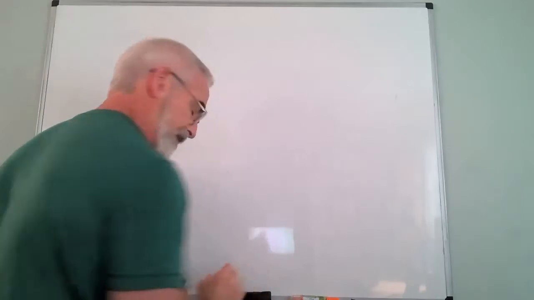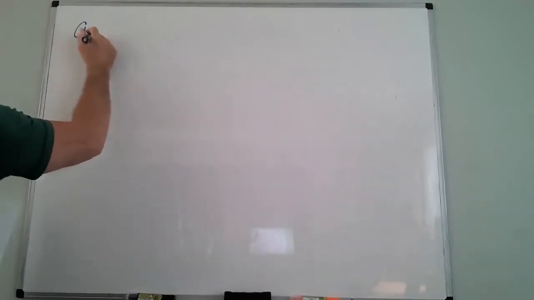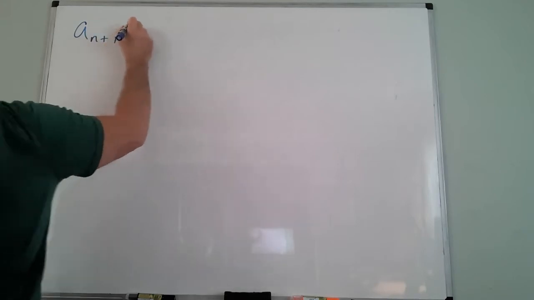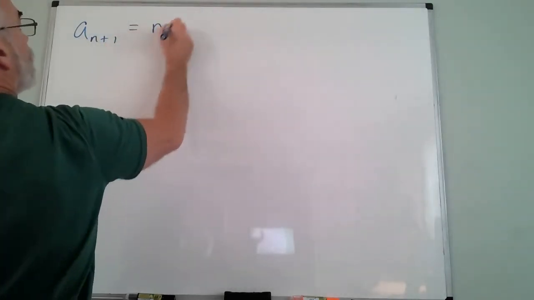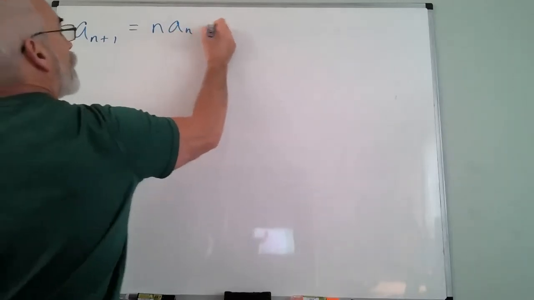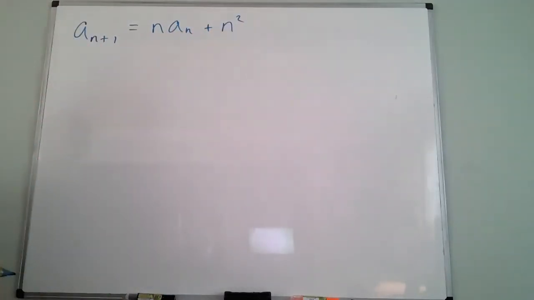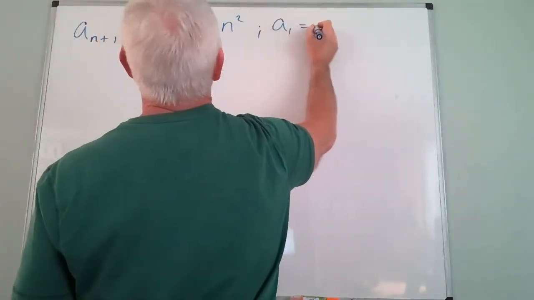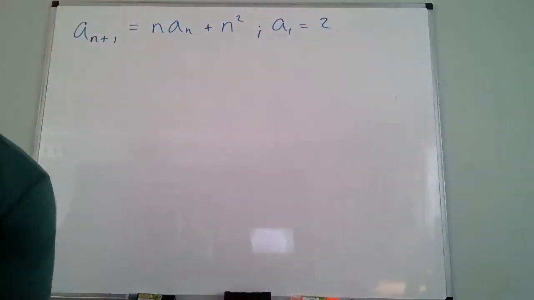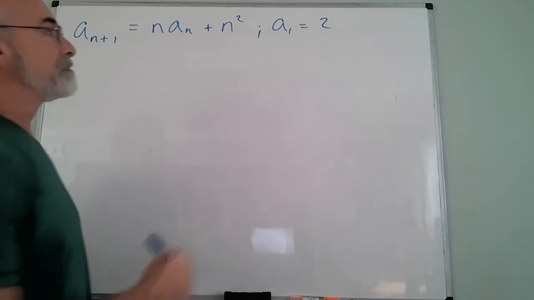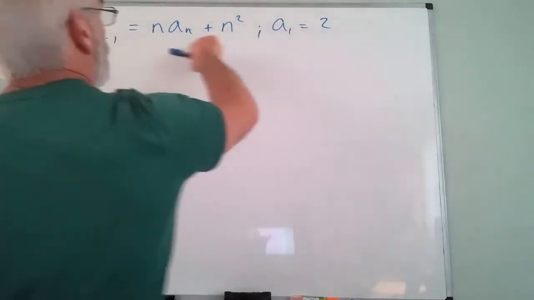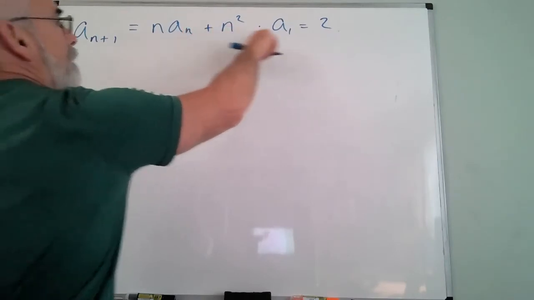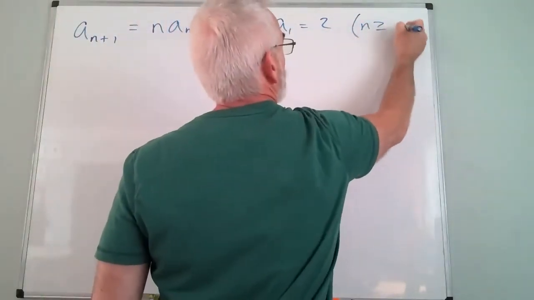All right, let's suppose that I have a_(n+1) equals n times a_n plus n squared. Okay. And I'm going to tell you that A1 is 2. Let's find the first few. And by the way, it's implied here that I'm going to start with 1. So I'll put in parentheses, n is greater than or equal to 1.